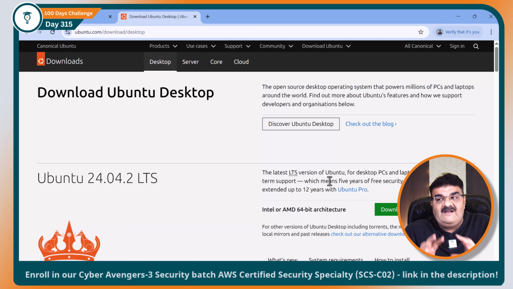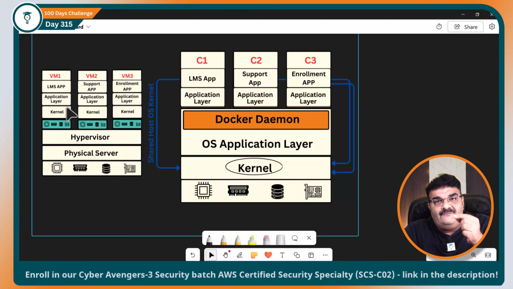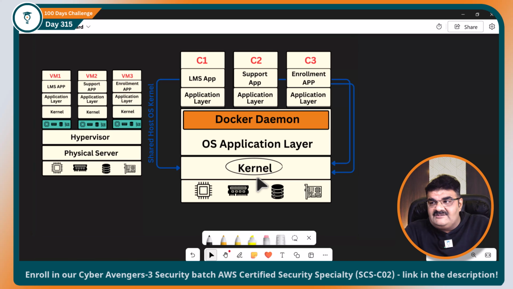Now, if I want to create an Ubuntu container, can I use the same image? This is the question. Now the answer is no. When we talk about a virtual machine's operating system, it is a full-fledged operating system with kernel and application layer both. When we talk about a container, it has only the application layer, and it is going to use the kernel from the main base operating system. So here we have different images that we have to use.